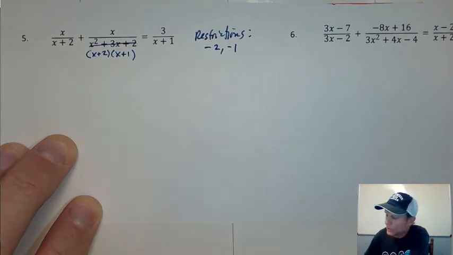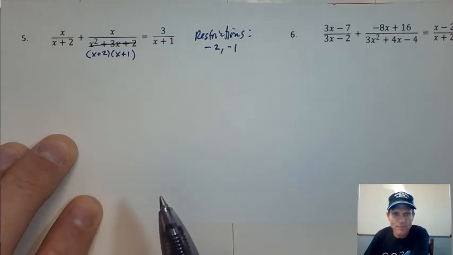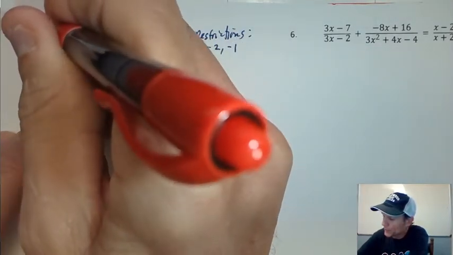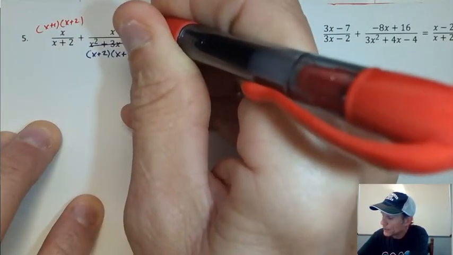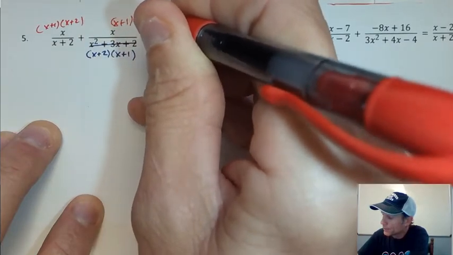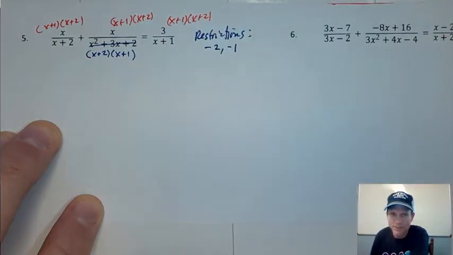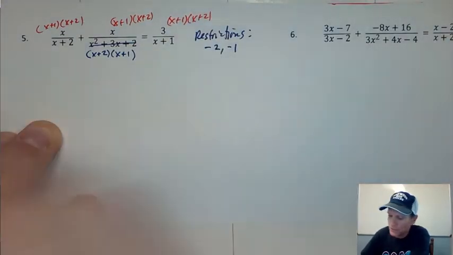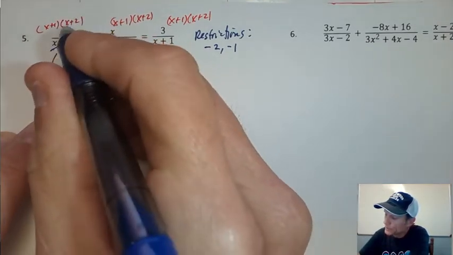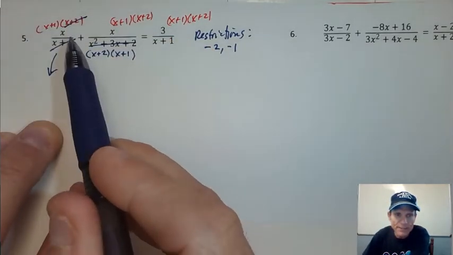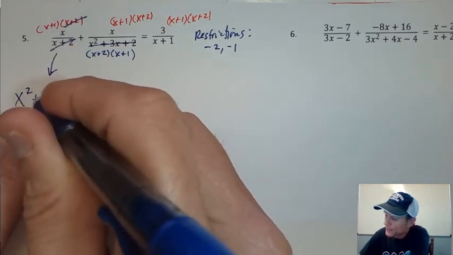Okay, so I'm going to multiply through by the LCD of x plus 1, x plus 2. So I'm going to multiply this by x plus 1, x plus 2. I just cram it next to the fraction so I can get the canceling to take place that I need to get rid of my denominators. Looking at this first sector here, the x plus 2 is going to cancel, and so I have x times x is x squared, and then x times 1 is x.